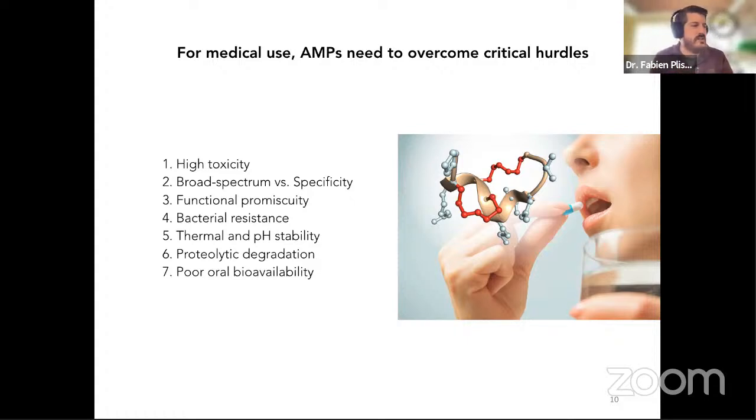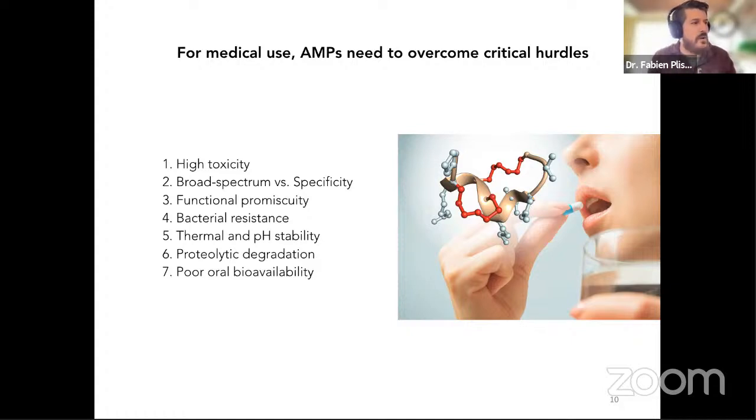Others could be rich in cysteines and present cyclic structures. The alpha helical and linear structures in general are usually unstable to changes of temperature and pH. They're also sensitive to proteolytic degradation, and they're likely not able to penetrate membranes and be orally bioavailable.